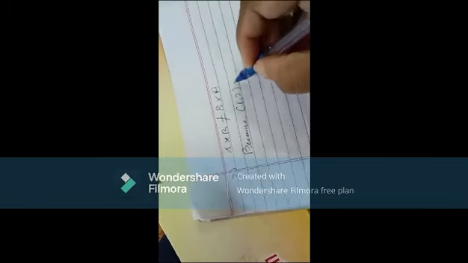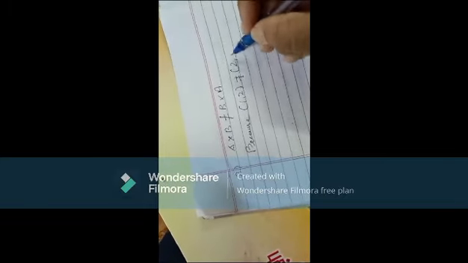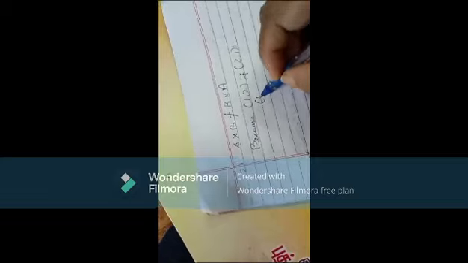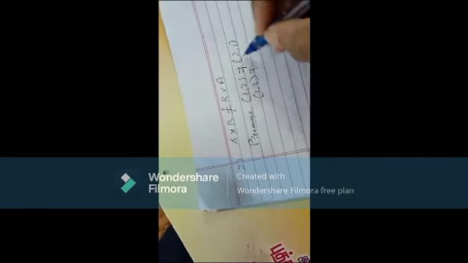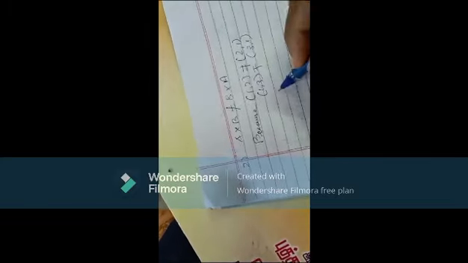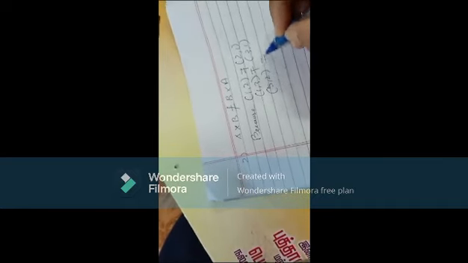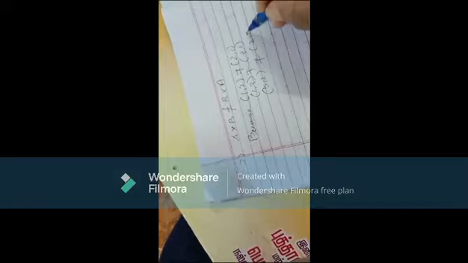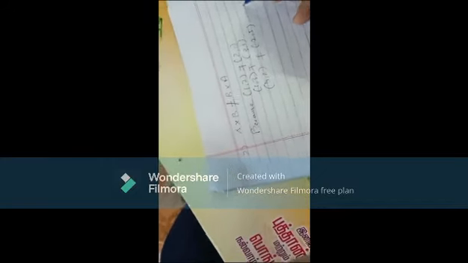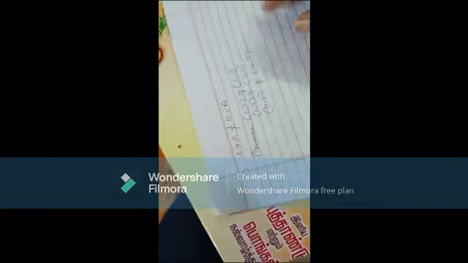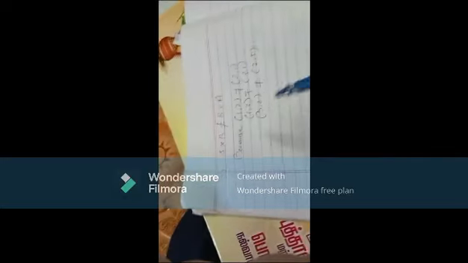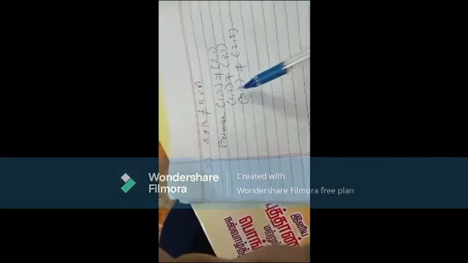1 comma 2 is not equal to 2 comma 1, then 1 comma 3 is not equal to 3 comma 1, then 5 comma 2 is not equal to 2 comma 5, and so on. Okay, so many elements are there, so I have just written some 3 elements.